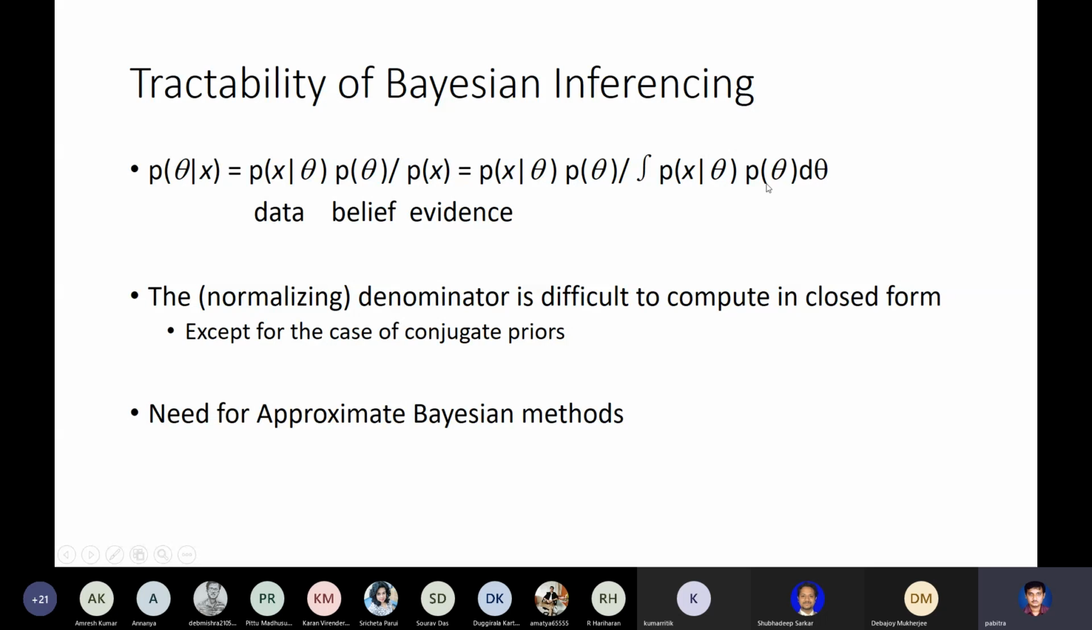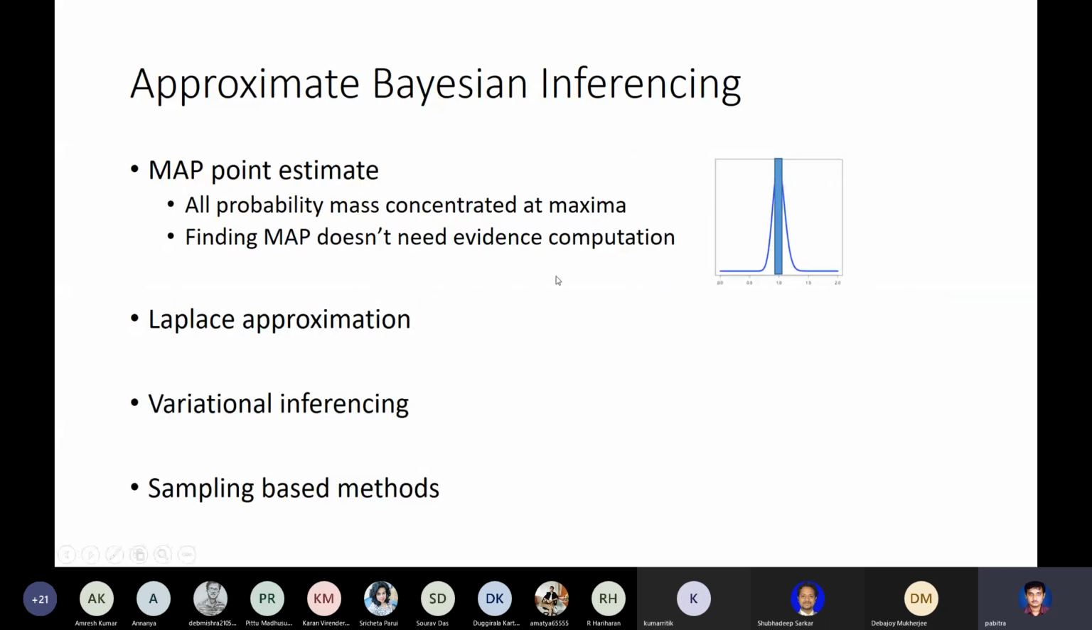So one crude approximation is this. Suppose this is your full posterior distribution. You have estimated the MAP without computing the evidence. You approximate it by a delta kind of distribution where the entire probability mass is concentrated only at the MAP value, only at theta MAP. So it's a spike at theta MAP and zero everywhere else. That's a very crude approximation to the posterior distribution. This we have already done, but it is not very useful in most situations.